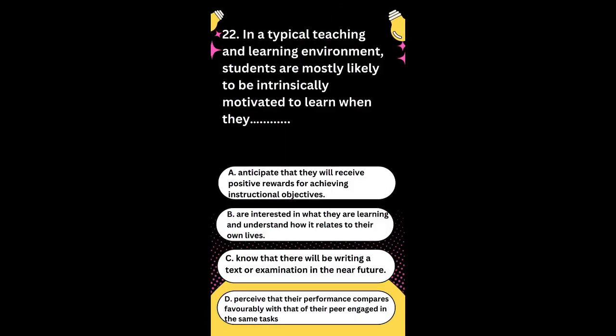22. In a typical teaching and learning environment, students are most likely to be intrinsically motivated to learn when they: A. Anticipate that they will receive positive rewards for achieving instructional objectives. B. Are interested in what they are learning and understand how it relates to their own lives. C. Know that there will be a test or examination in the near future. D. Perceive that their performance compares favorably with that of their peers engaged in the same tasks.